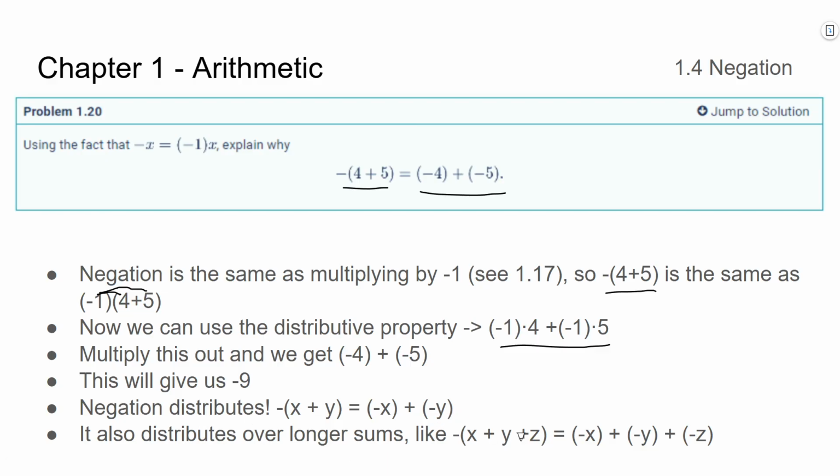It would also distribute the same in longer sums. It doesn't have to be only 2 terms. It would distribute here in the same way. So -x, -y, -z. All right, and that's it for 1.4. So go ahead and do these exercises at the end of this section, and we'll see you next time for 1.5.